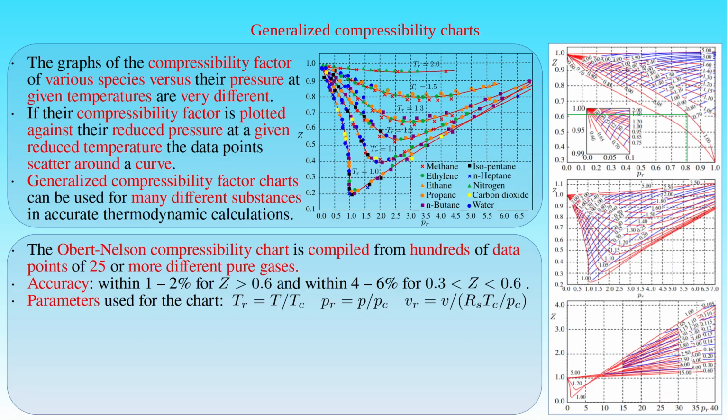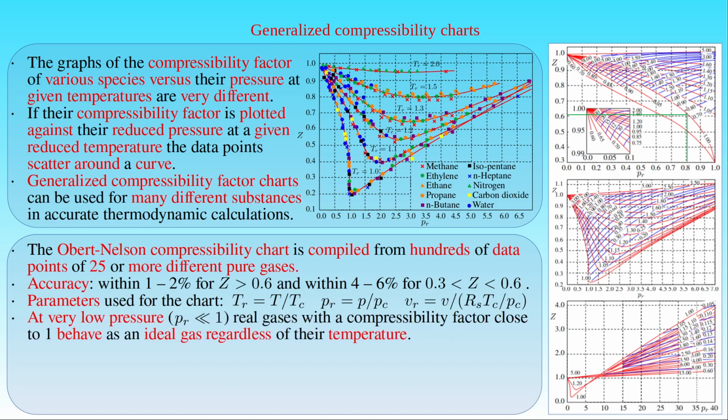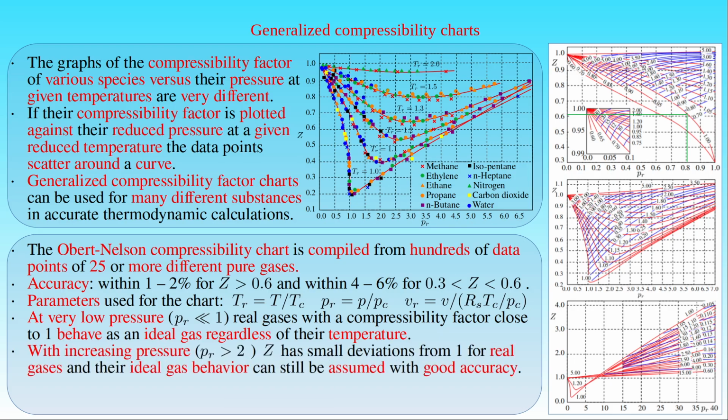When we look at the compressibility charts, we confirm the following information. At very low pressure, that is where the reduced pressure is much smaller than 1, real gases have a compressibility factor close to 1, indicating that they behave like an ideal gas regardless of their temperature. With increasing temperature, that is where the reduced temperature is greater than 2, the compressibility factor of real gases has a moderate deviation from 1, and their ideal gas behavior can still be assumed with good accuracy.